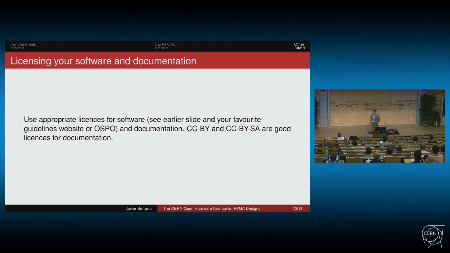And for documentation, CC BY and CC BY-SA are two good choices. If you want to be on the permissive side or on the reciprocal side, BY is just attribution, and BY-SA's share-alike is the reciprocal option for the Creative Commons license that you can use for your documentation.